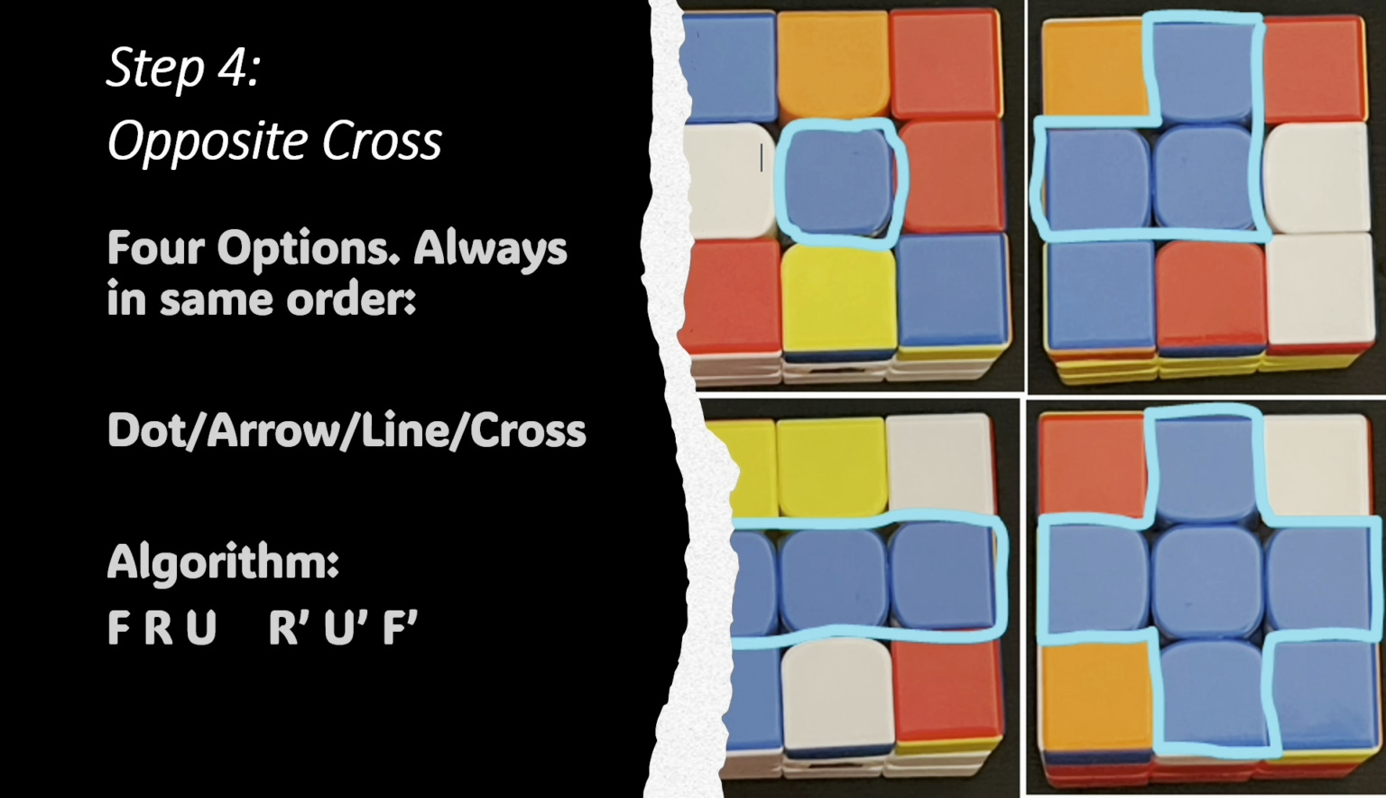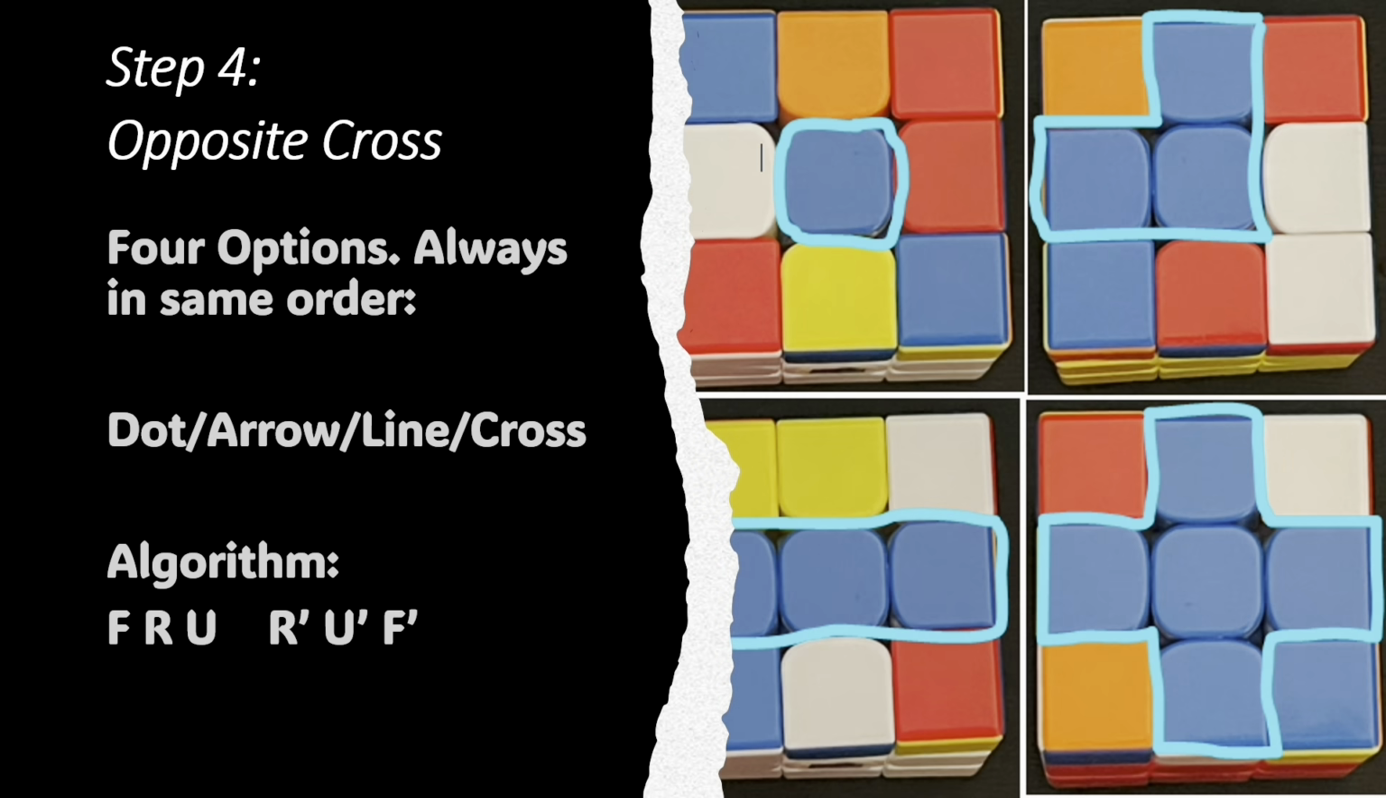Then we're gonna do the following algorithm. F, R, U, R prime, U prime, F prime. I like to remember this algorithm by saying to myself, "fru roof." That's just the letters sounding them out. Once we have the blue dot, we're going to hold the blue dot at the top and we're going to do the algorithm. F, R, U, R prime, U prime, F prime.